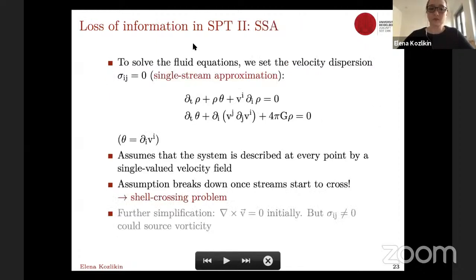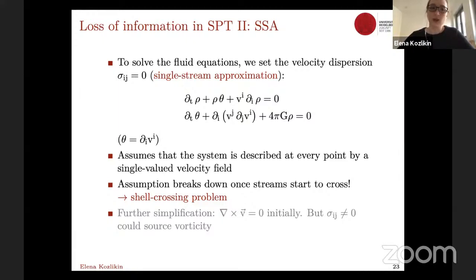The other, and far worse, is that in order to solve the fluid equations, we usually set the velocity dispersion, so this term here, to 0. This is known as the single stream approximation. The assumption behind this is that the system is described by a single valued velocity field at every point. This is true up until the point where streams start to cross. At that point, this assumption breaks down, and this is what the shell crossing problem is referring to.